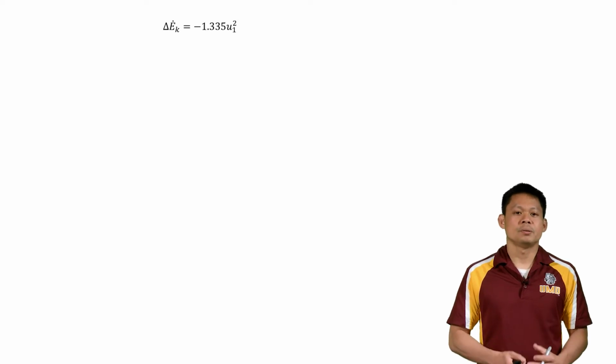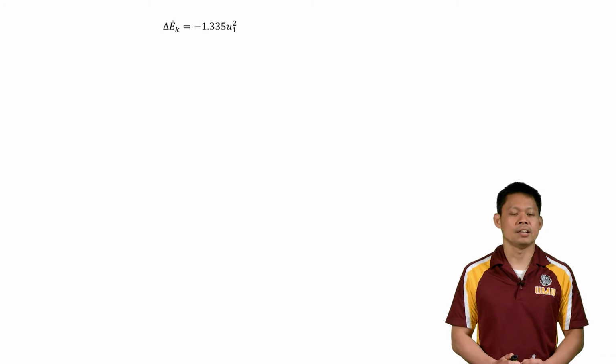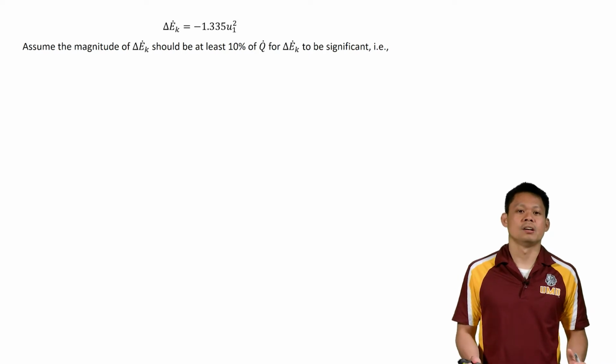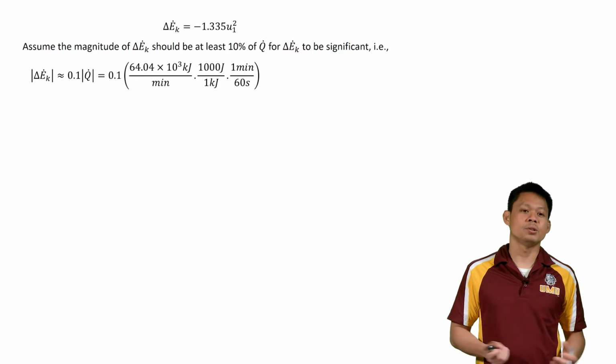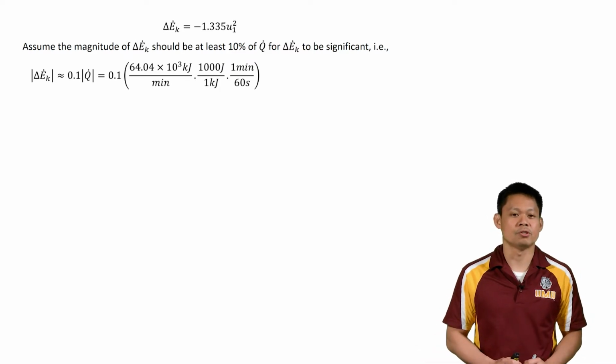So when is this going to be significant? Let's assume that we know our Q, we know the magnitude of our heat transfer. So assume that the magnitude of this change in kinetic energy is at least 10% of Q for our delta EK to even be significant. So we want the magnitude of our change in kinetic energy to be at least 10% of our heat transfer.